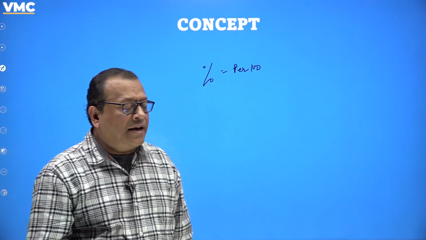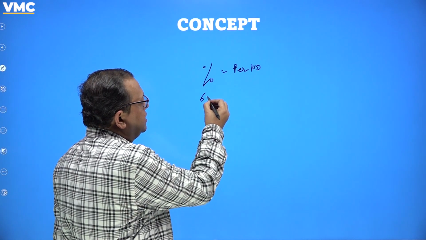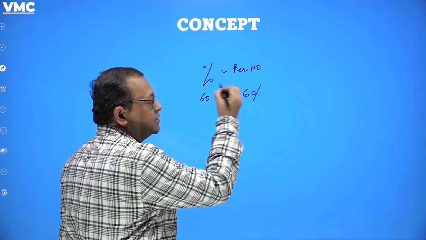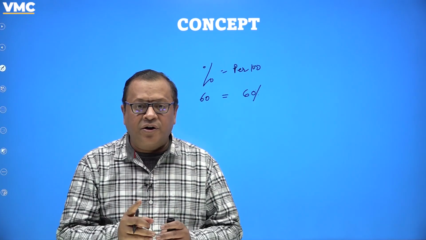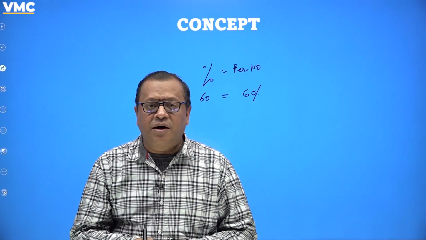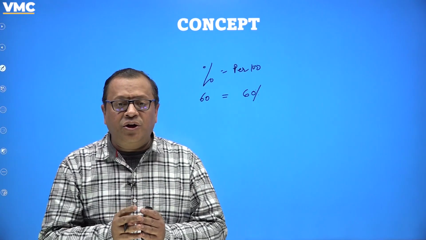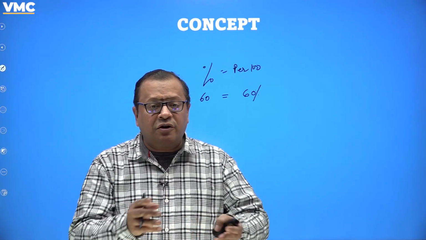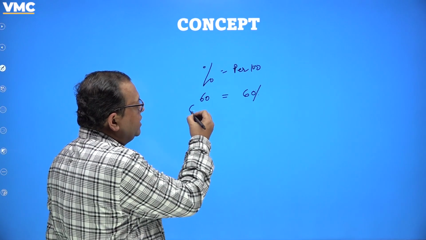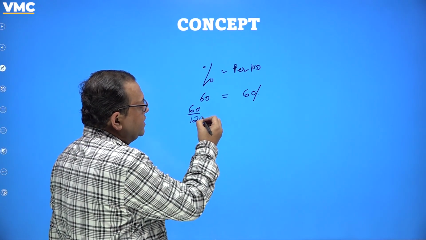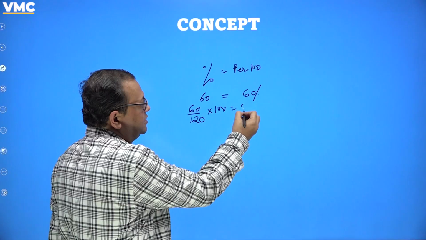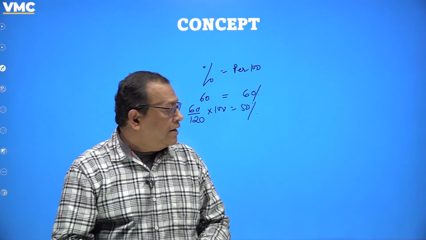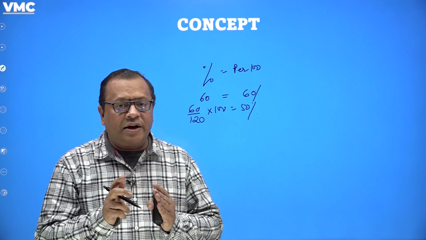So if you say that you have got 60 marks in maths, that does not mean that you have got 60%. Only if you have got these marks out of 100 can you say that 60 marks is equivalent to 60%. Otherwise, if you have got 60 marks out of 120, then it is 50%. Clear?